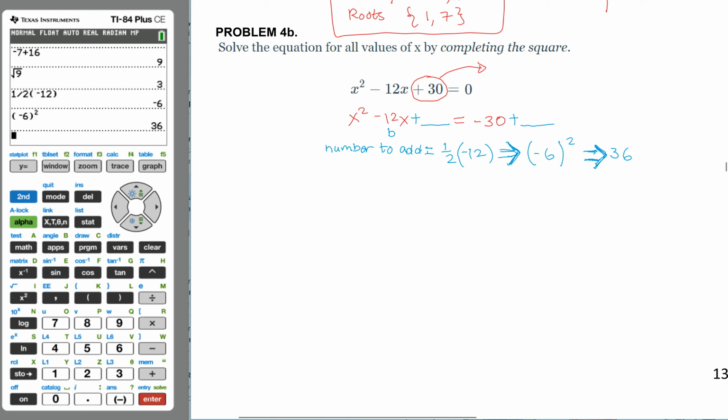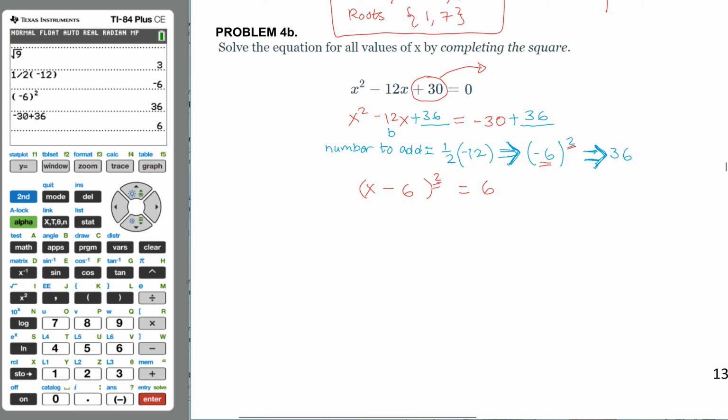Now we're ready to write the completed square form. The completed square form is always this and a number. The number we are supposed to add is 36. So I'll just write it here, 36, 36. And then simplify the right side. So you have negative 30 plus 36, and that gives you 6. I always write x, and you see the square, look for that one there. And this would be minus 6. So this is minus 6.